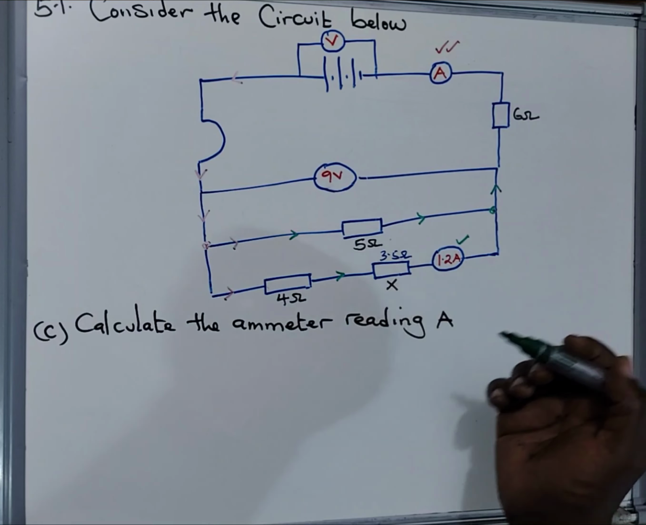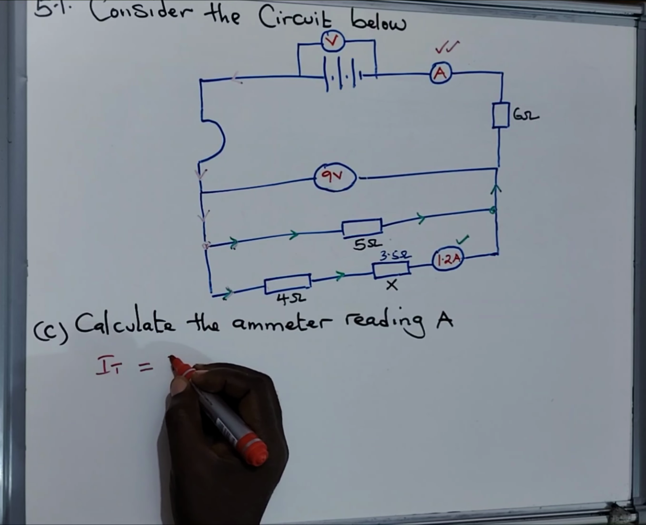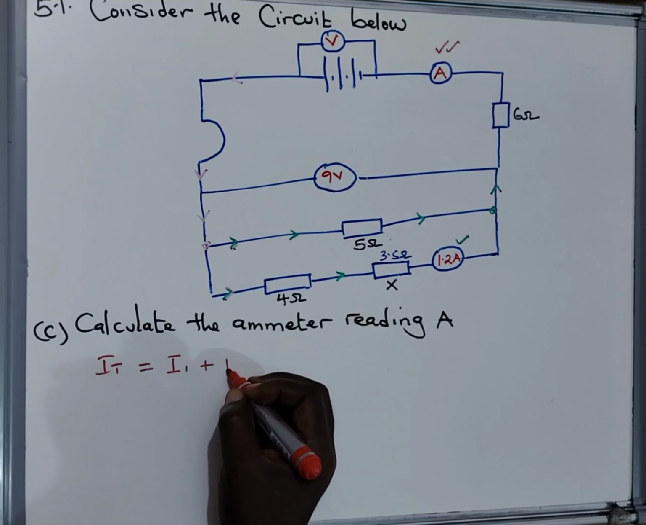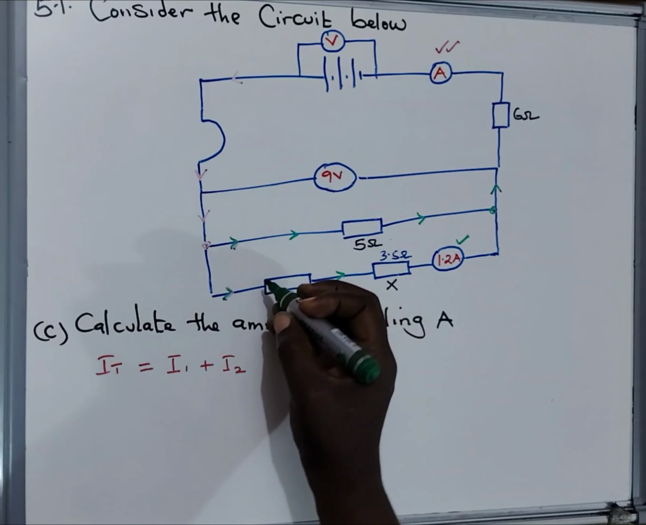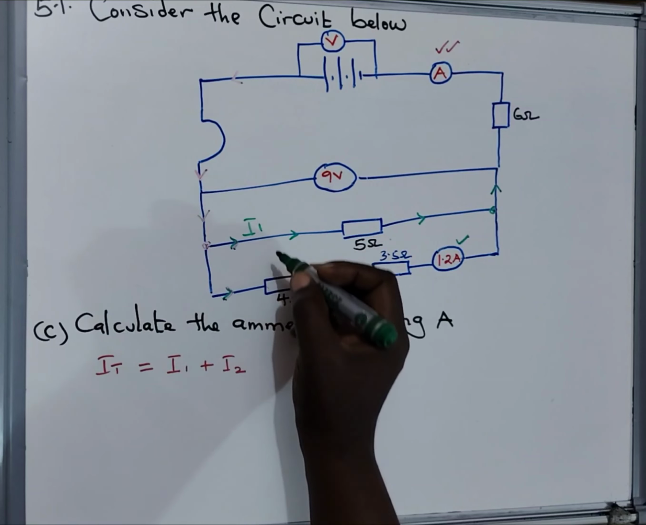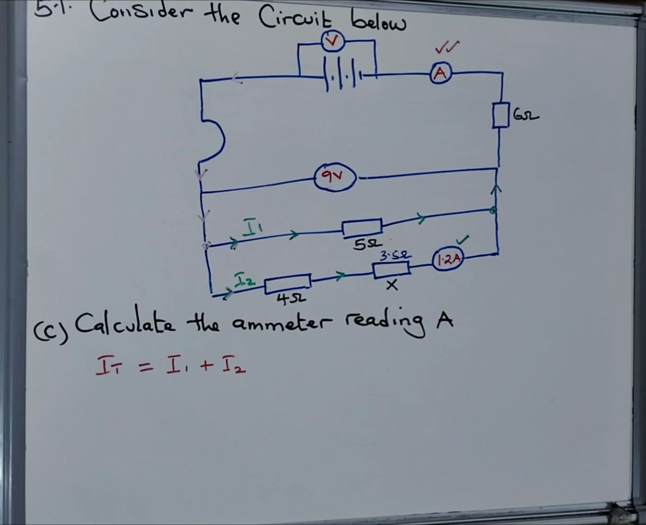So when you look at that flow, the way we saw it, current here dividing and then combining, we come to realize that the current going through the ammeter is I total and is equal to I1 plus I2. Considering that we might call this one I1 and this one I2.